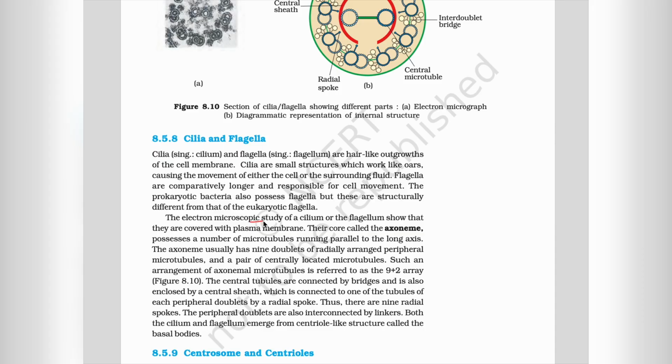The electron microscopic study of a cilium or flagellum shows that they are covered with plasma membrane. Their core, called the axoneme, possesses a number of microtubules running parallel to the long axis. The axoneme usually has 9 doublets of radially arranged peripheral microtubules and a pair of centrally located microtubules. Such an arrangement of axonemal microtubules is referred to as the 9+2 array, as can be seen in figure 8.10.